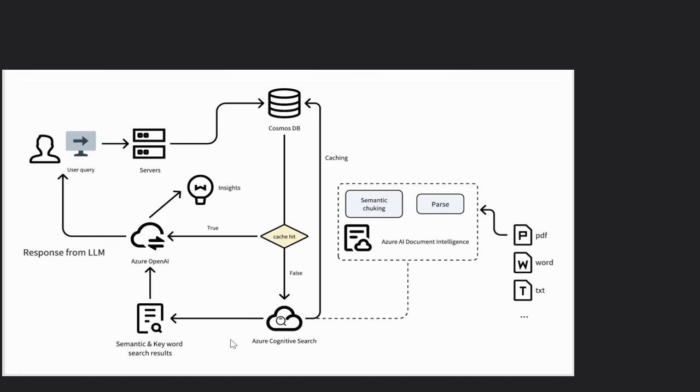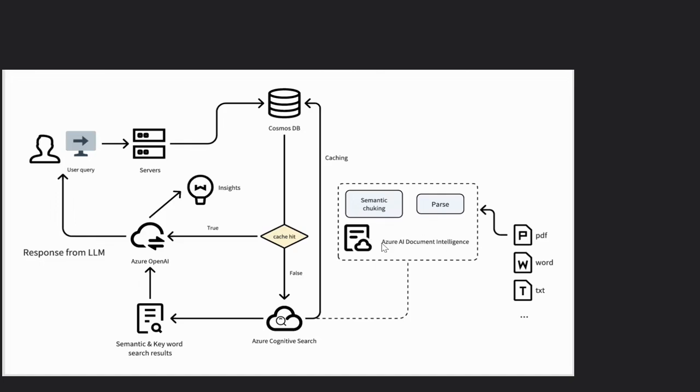So why did we choose those tools? Because Azure Cognitive Search is excellent for fast and accurate semantic and keyword-based searches. And Azure OpenAI, such as GPT-4, can generate high-quality natural language responses.